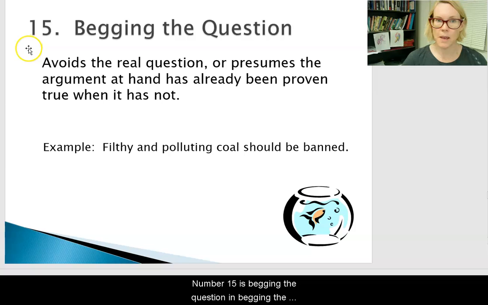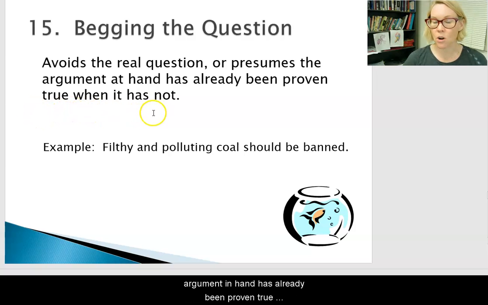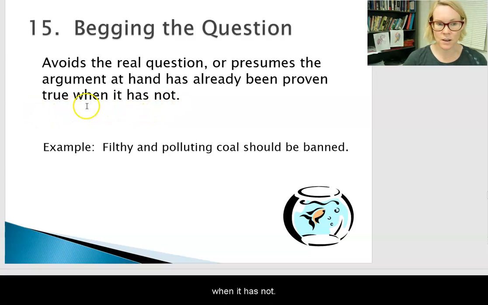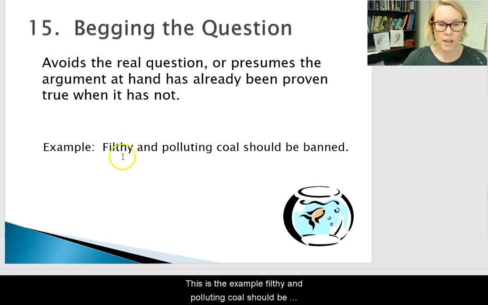Number 15 is begging the question. In begging the question, you avoid the real question or presume that the argument at hand has already been proven true when it has not. This is the example. Filthy and polluting coal should be banned.